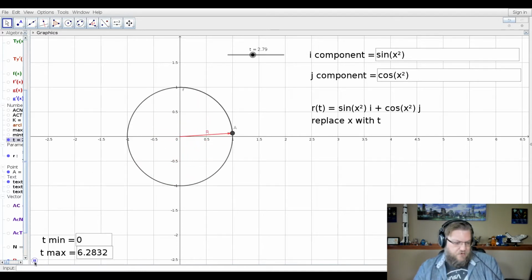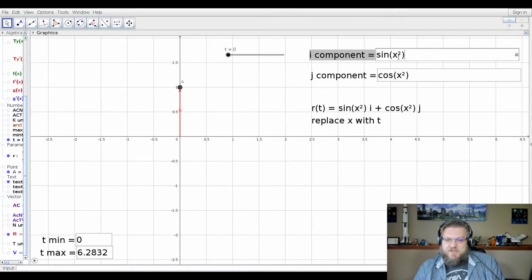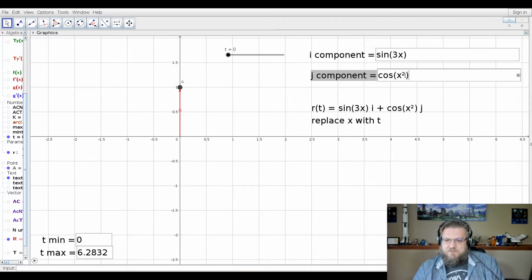Yeah. Okay. Now let's tweak this a little bit. Let's start playing around with this a little bit. What if I did sine of 3x and cosine of 3x?